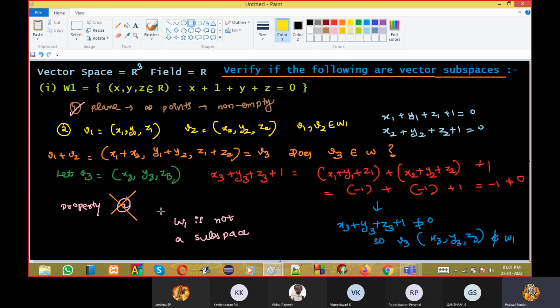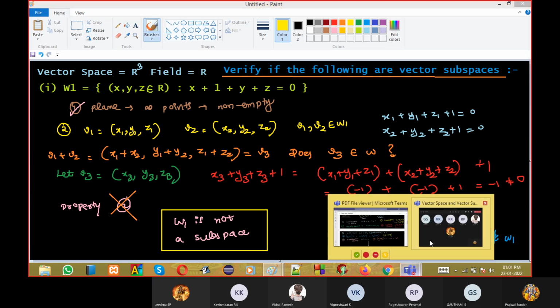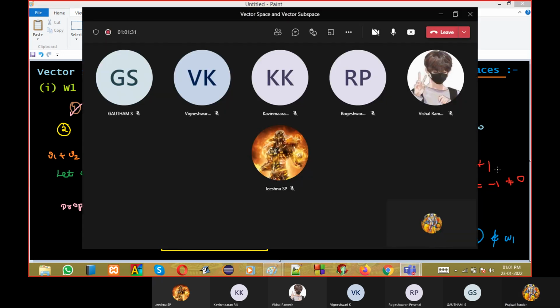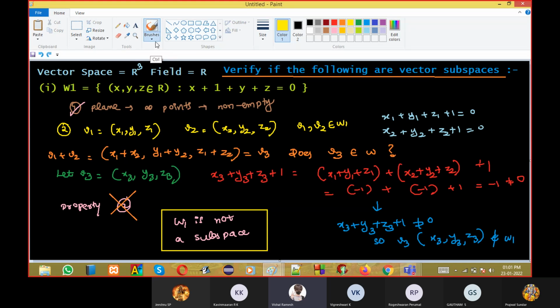Any clarification? If you have any clarification, please ask. Is it clear? Clear, pa? Clear. C20? It is clear. It is clear. Very good.